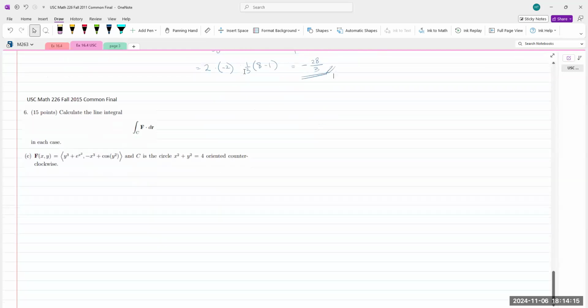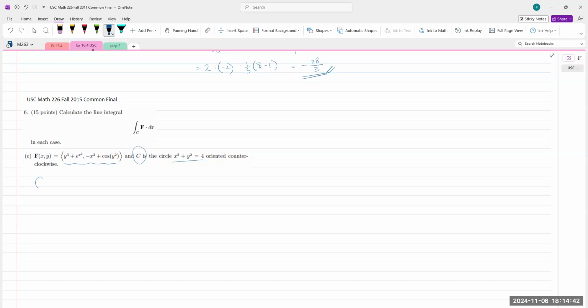This is the last one. Calculate the line integral in each case. So this question consists of 3 parts, part A, part B, and part C. But part C happens to be a 2-dimensional vector field, and the curve is the circle. Because it's a circle, it's a closed curve, right? Oriented counterclockwise, so it's positive orientation.